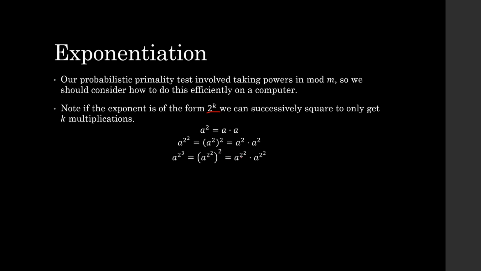And so this is a to the 2 to the 2 times a to the 2 to the 2, which we've stored as well, and so we can just do that. And we can keep doing this again and again. So if I've got a to the 2 to the k, it would only take me k steps. Here I've got 3 steps to get to a to the 2 to the 3, it will take me k steps to get to a to the 2 to the k. And you just have to store the values along the way.